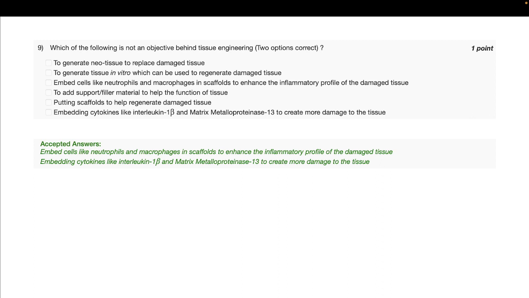All tissue engineering is done for is to enhance the function of a damaged part, damaged organ in your body, or to completely replace it. Is this making sense? If you read the rest of the options, those are the correct applications of tissue engineering: to generate new tissue meaning a new tissue to replace damaged tissue, to generate tissue in vitro which can be used to regenerate the damaged tissue, add support of filler material, and putting in scaffolds to help regenerate damaged tissue.